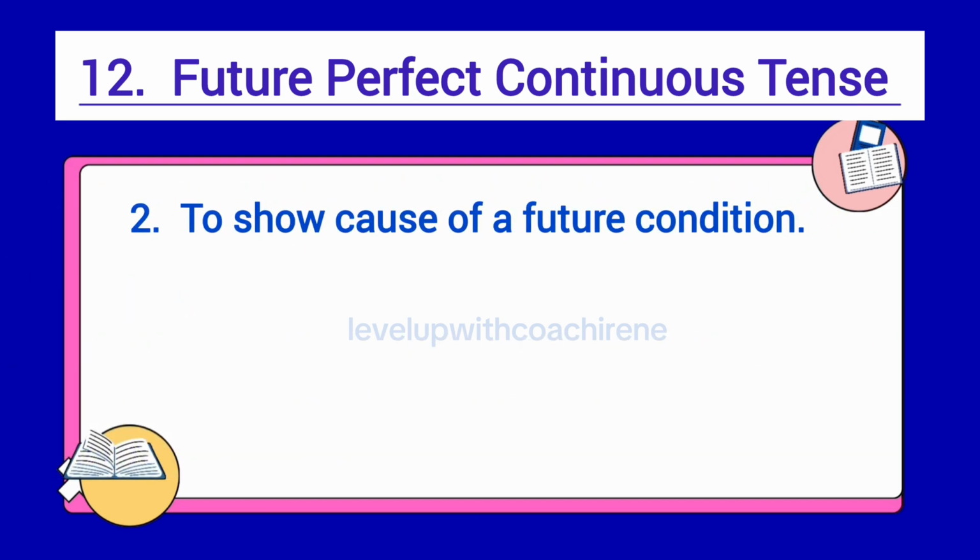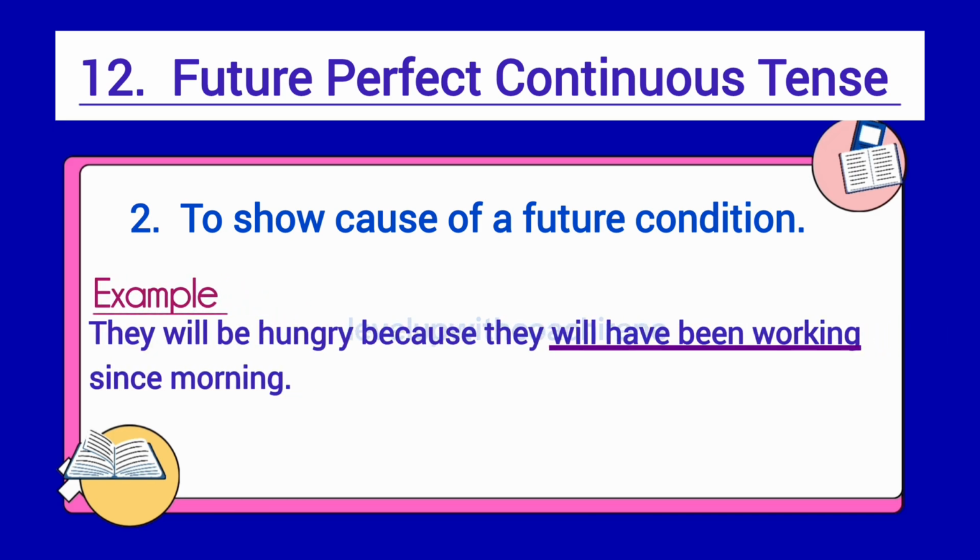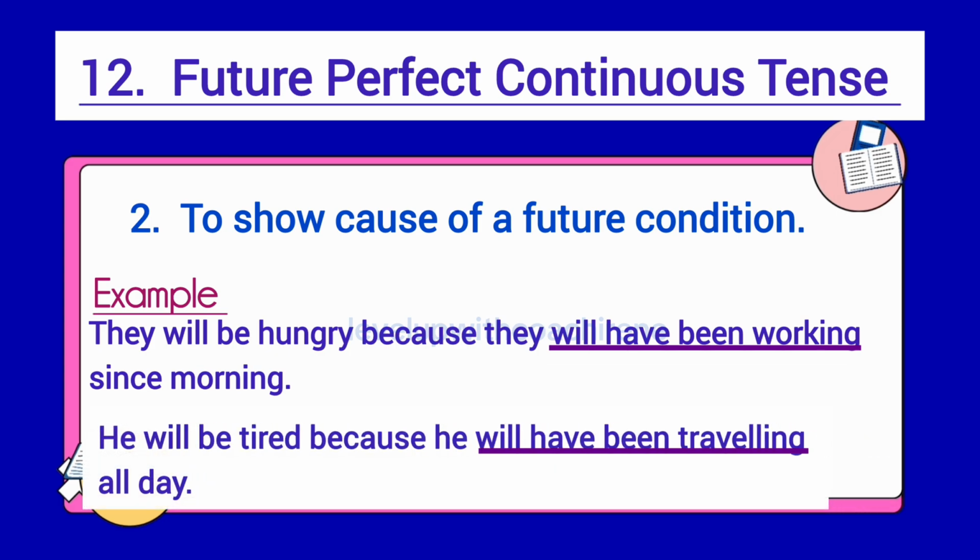Number two, it is used to show cause of a future condition. For example, they will be hungry because they will have been working since morning. He will be tired because he will have been traveling all day. Future perfect continuous tense focuses on the duration leading up to a specified future time. It is commonly used with time expressions like by or for. This tense is useful for emphasizing how long something has been happening before a particular moment in the future.